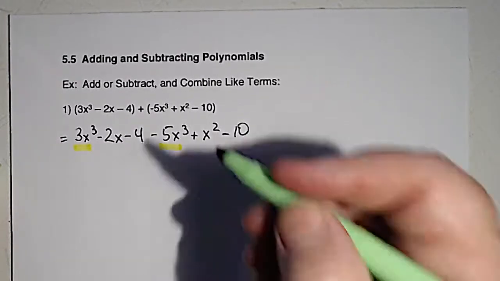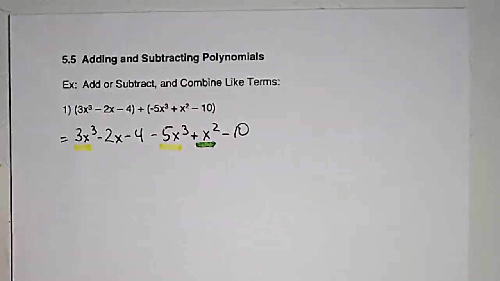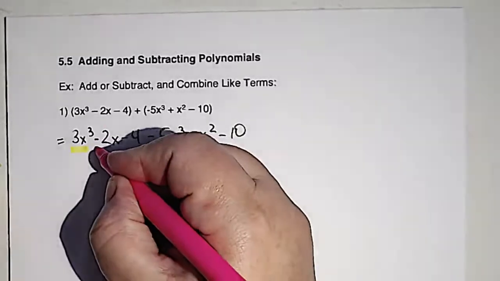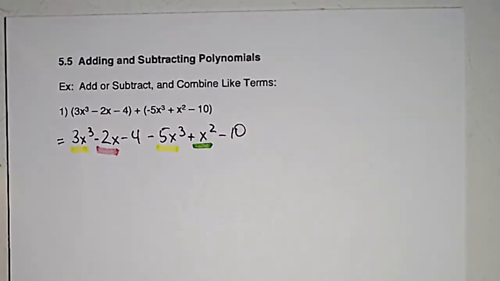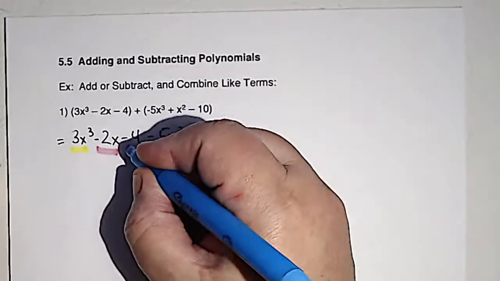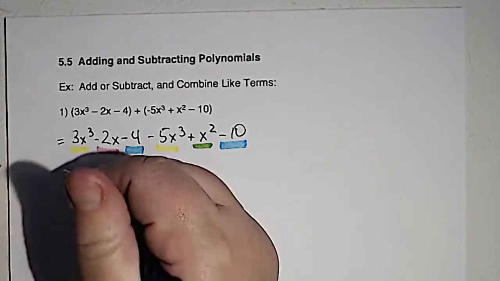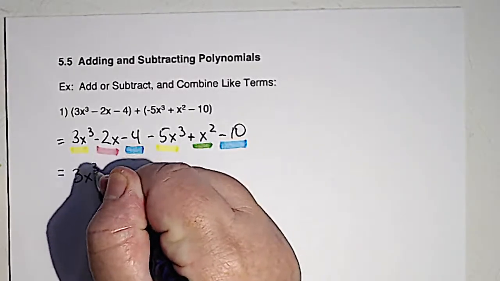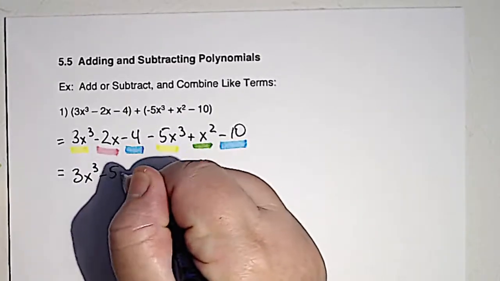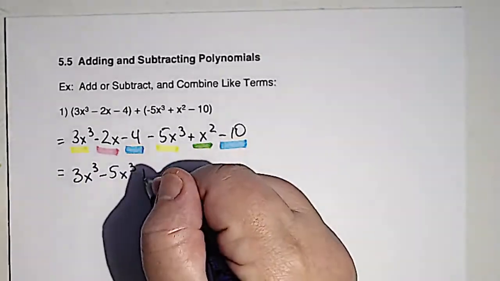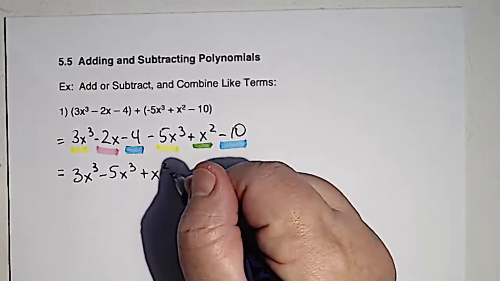Then I see an x squared here, but I don't see any other x squareds. And I see a negative 2x, but I don't see any more x's. And finally, I see a couple of constants, one there and one there. So I'm going to combine them. Now, it's completely up to you whether or not you rewrite it. One option is to rewrite the polynomial with the terms in descending order.